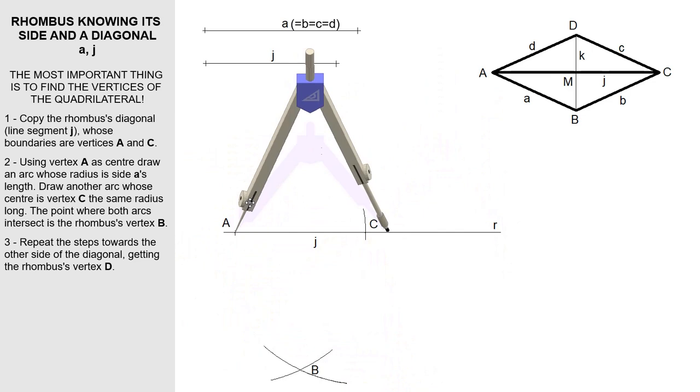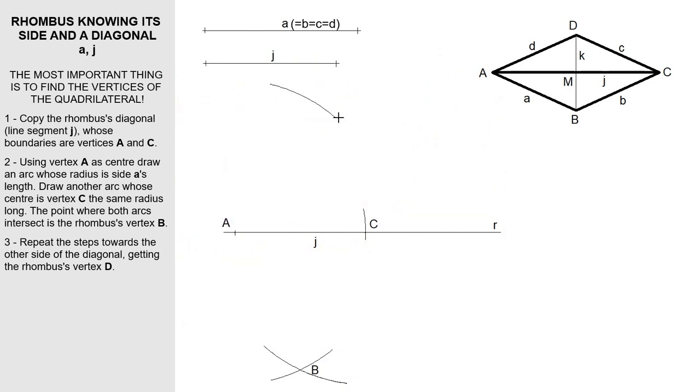We draw an arc whose center is vertex A and whose radius is the side's length, because vertex D has to be on this arc, so it is the side's distance to vertex A. We also draw an arc whose center is vertex C and whose radius is the side's length, because vertex D has to be on this arc, so it is the side's distance to vertex C.